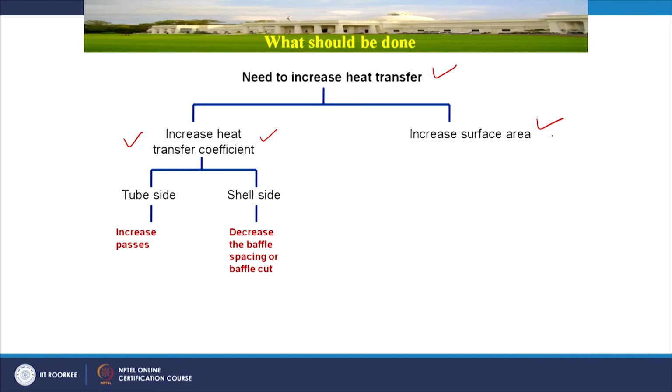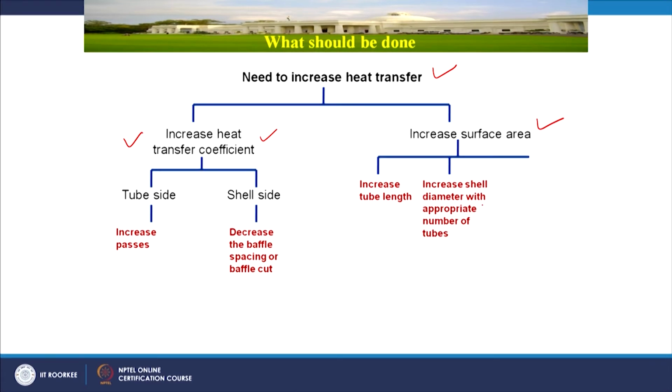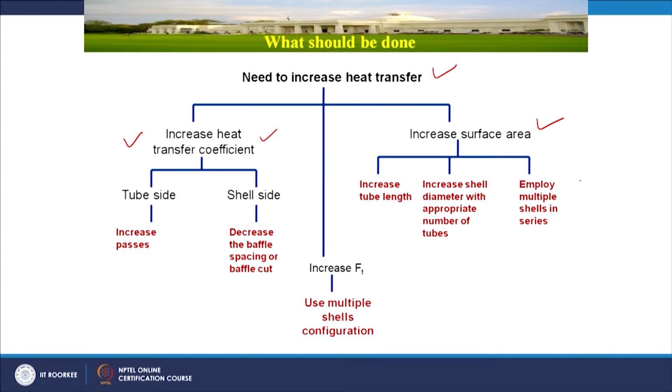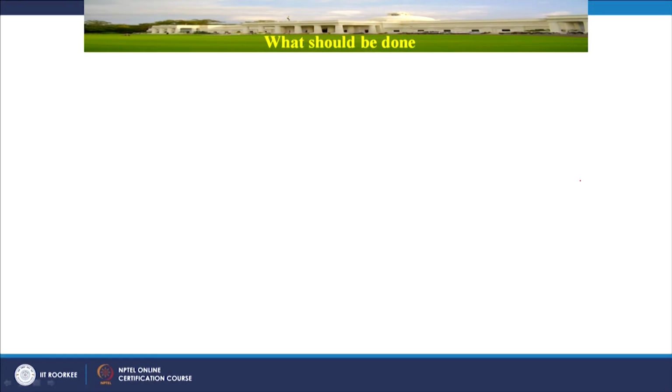Okay. Further, if I need to increase surface area, what I can do? I can increase the tube length, which will give me more surface area, increase shell diameter with appropriate number of tubes, and employ multiple shells in series. So, all these will give me more surface area. And if I need to increase the FT correction factor, I can increase the passes in shell side and I can use multiple shells in series configuration, right. So, that is the option.